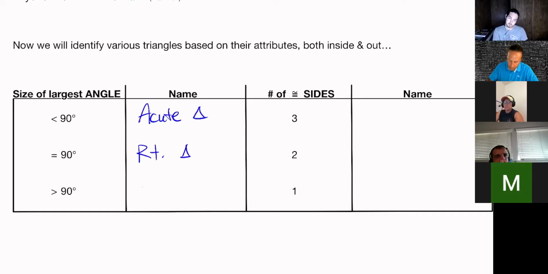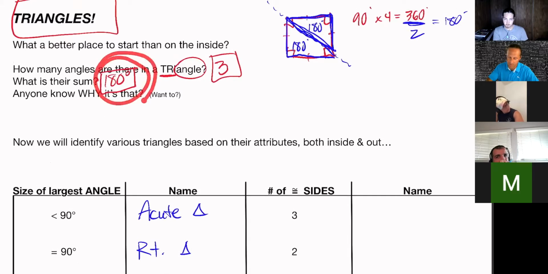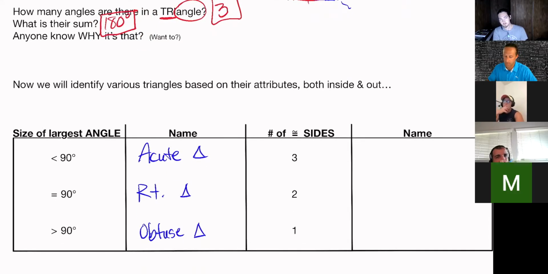And if it's greater than 90? Obtuse. And as William said earlier, we can only have one of those. How come? What do we just get done proving? What is the sum of all three angles in a triangle? 180. And if we have an obtuse angle, that means it's bigger than 90. We cannot even have two right angles in our triangle, because that would be 90 and 90, which is 180. There's not room for a third. Okay, so that's why I said the size of the largest angle.